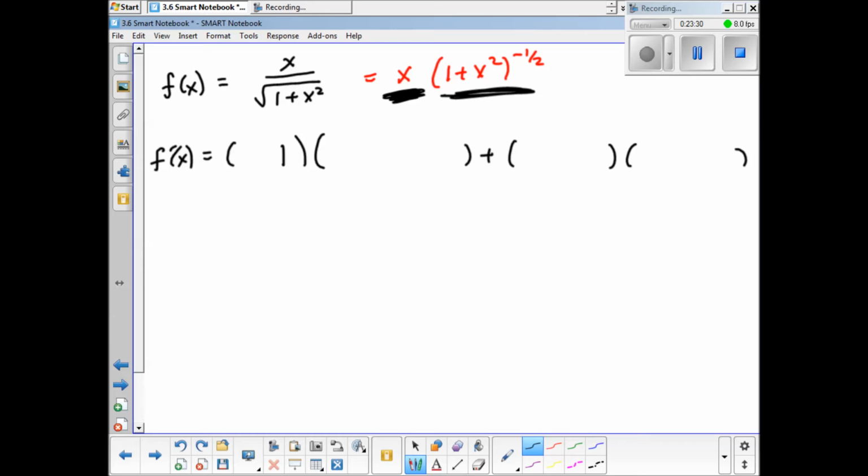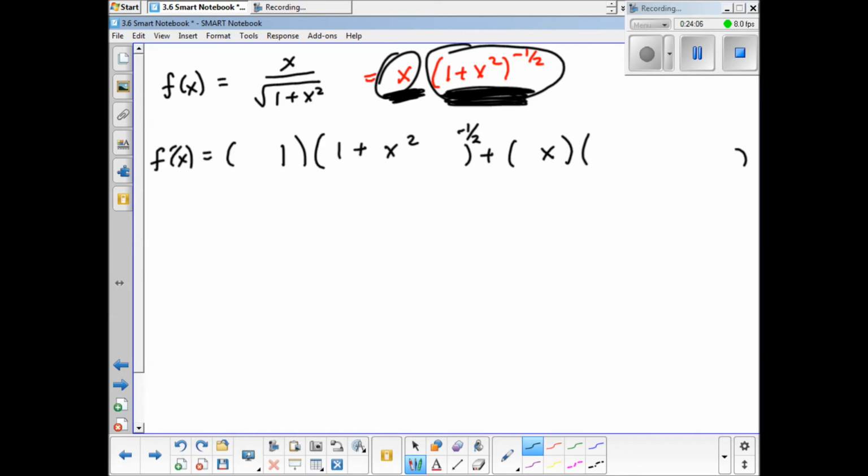Okay, the second one is the original function 1 plus x squared to the negative half. I'm not modifying it. In the product rule, remember, you leave the function as is while you differentiate the other one. So that was basically the derivative of the first one times the second function. Okay, now we switch it up. Now we keep this first function times the derivative of the second one.